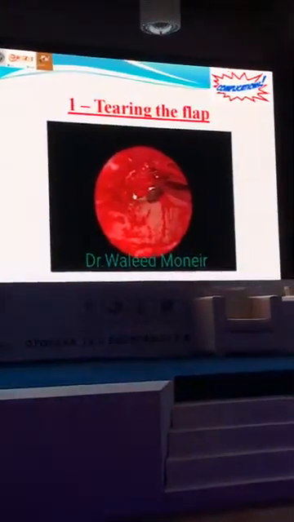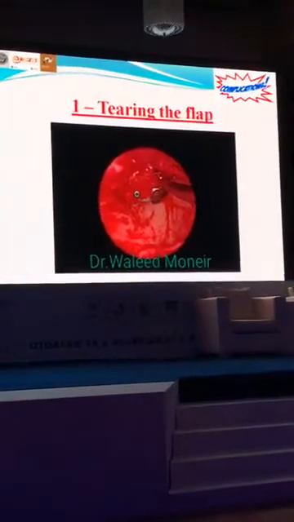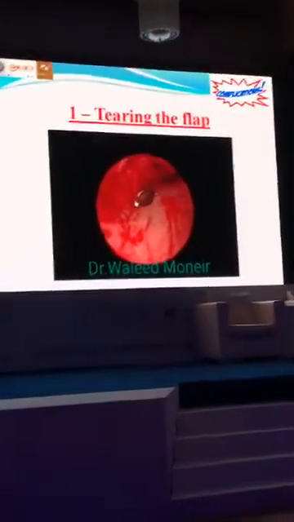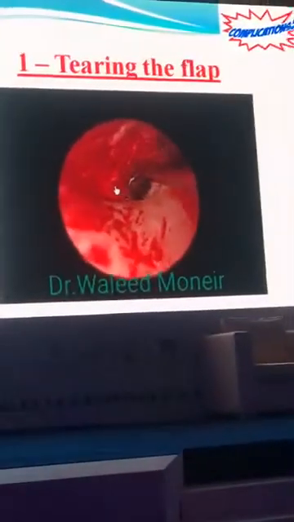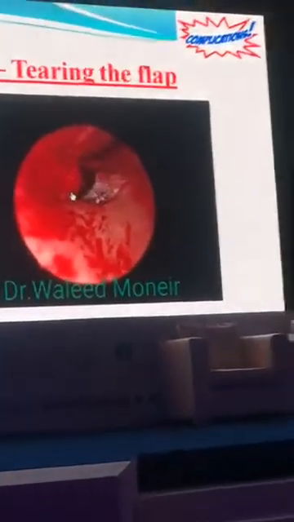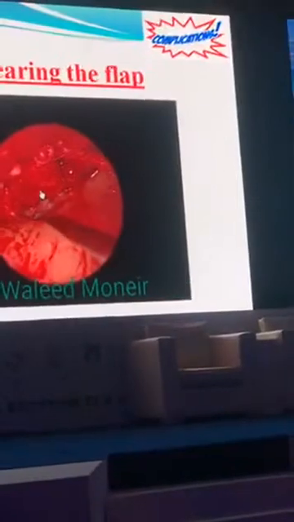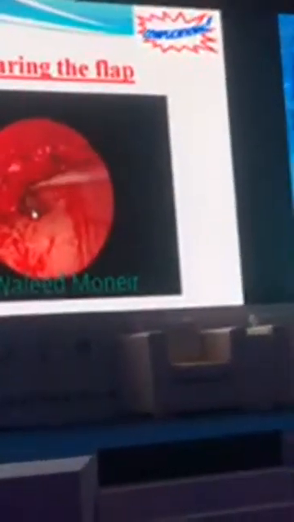Regarding tearing the flap, the use of the endoscope enables us to visualize the annulus and the middle ear mucosa clearly, which minimizes the incidence of tearing the flap at this site, which is the commonest site to tear the flap during the elevation of the tympanomeatal flap. Here I can show the annulus clearly and the middle ear mucosa and elevate the flap safely.